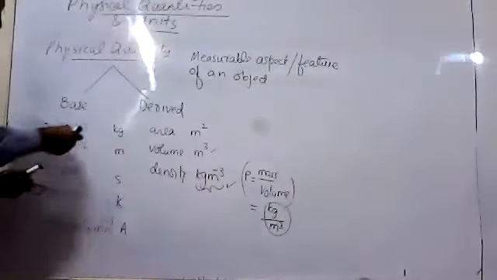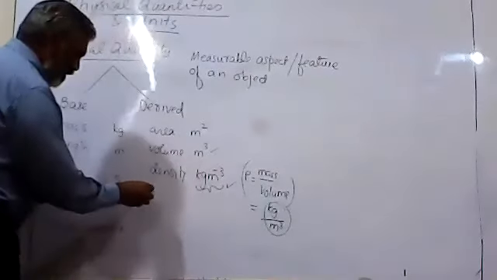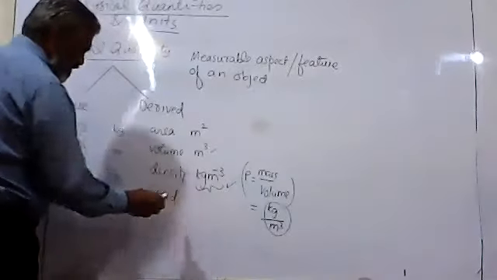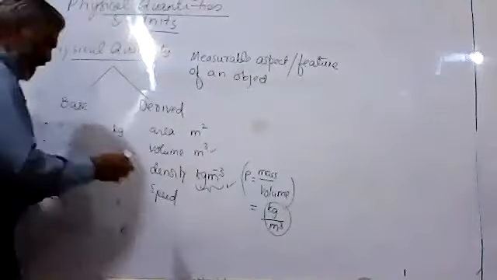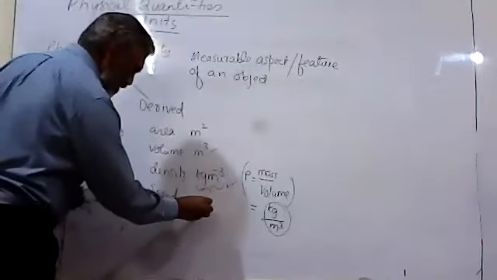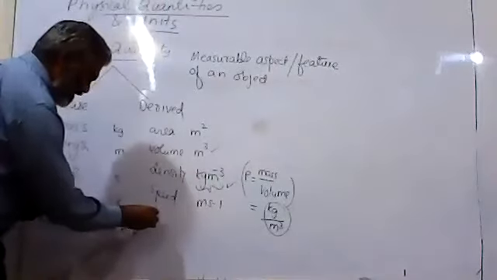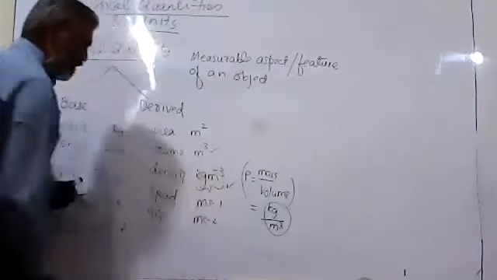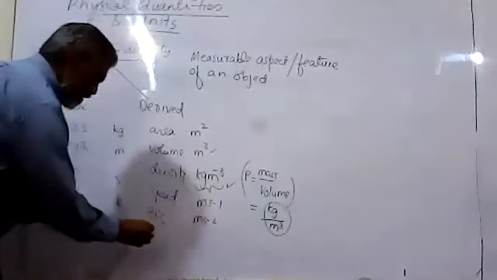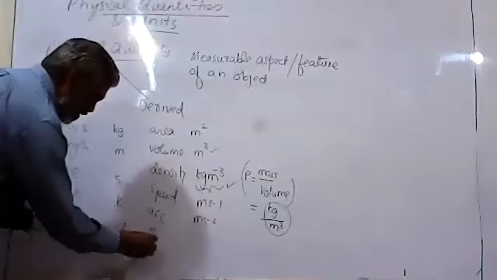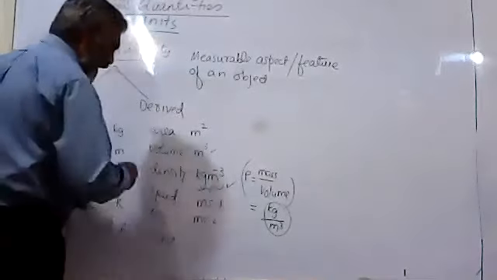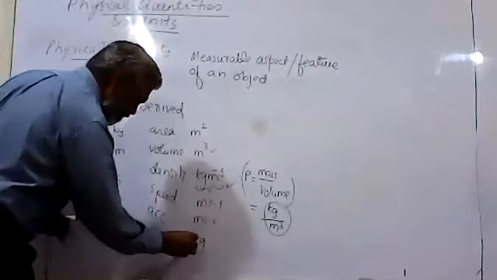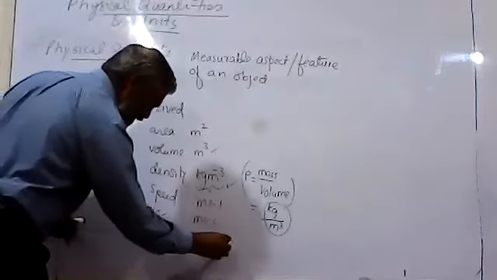Similarly, there is a long list of quantities. You can say speed, which is distance over time, so it is meter per second. You have acceleration. Acceleration is meter per second square, because this is speed over time. Then you have force, which is mass into acceleration. So kilogram into meter per second square.